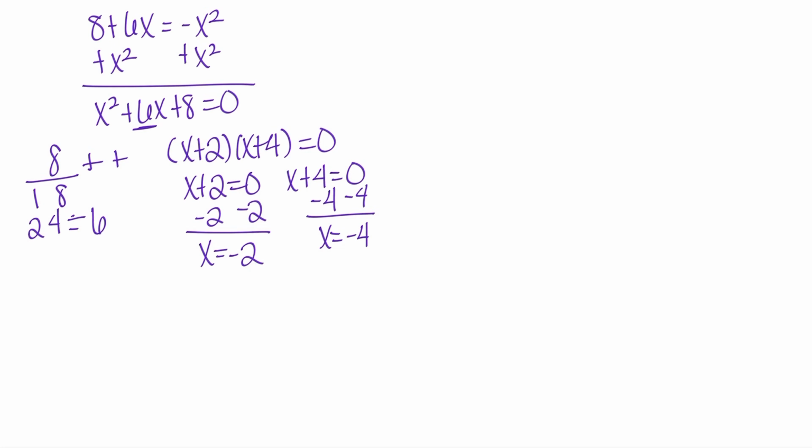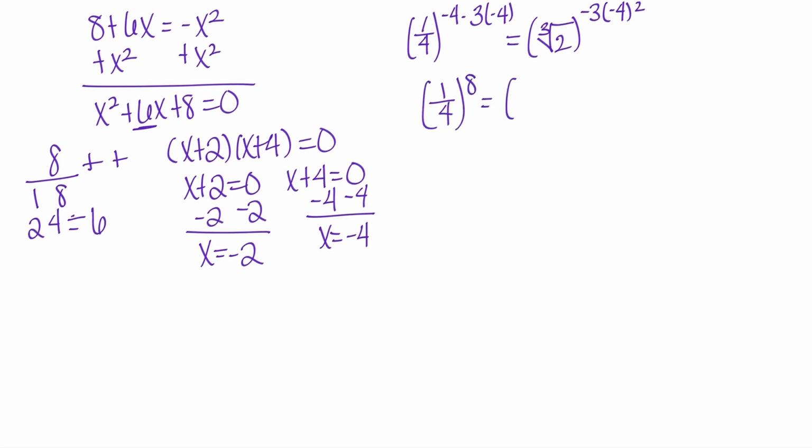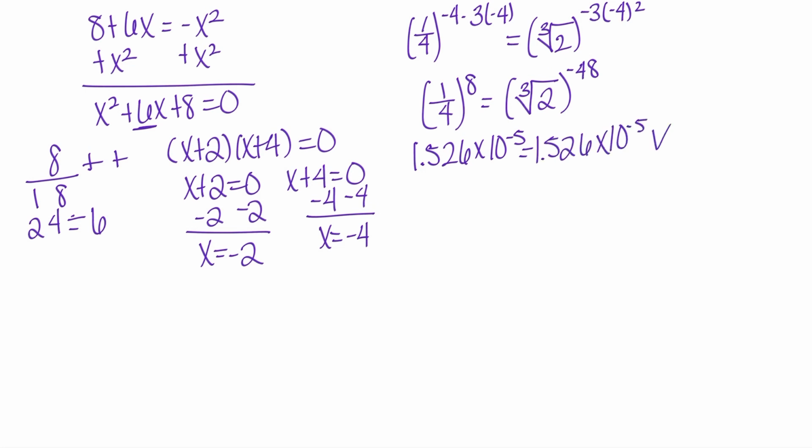So when I plug in negative 4, I get 1/4 to the negative 4 minus 3 times negative 4 equals the cubed root of 2 to the negative 3 times 4 squared. And so that gives me 1/4 to the 8th power equals the cubed root of 2 to the negative 48th power. So when you do this on your calculator, it's going to tell you that 1.526 times 10 to the negative 5th does equal 1.526 times 10 to the negative 5th. So this answer does work. So x equals negative 4 is a solution.